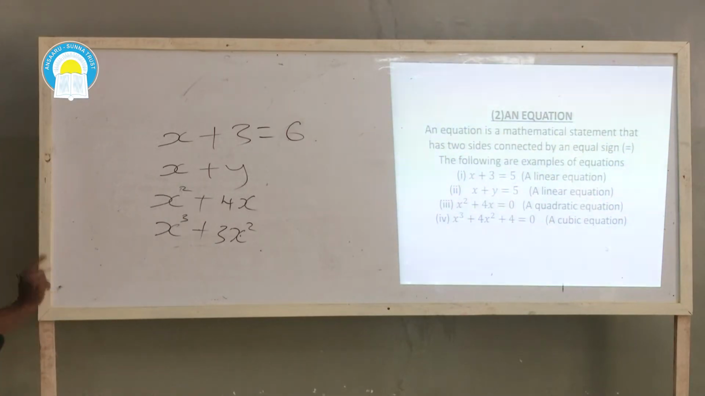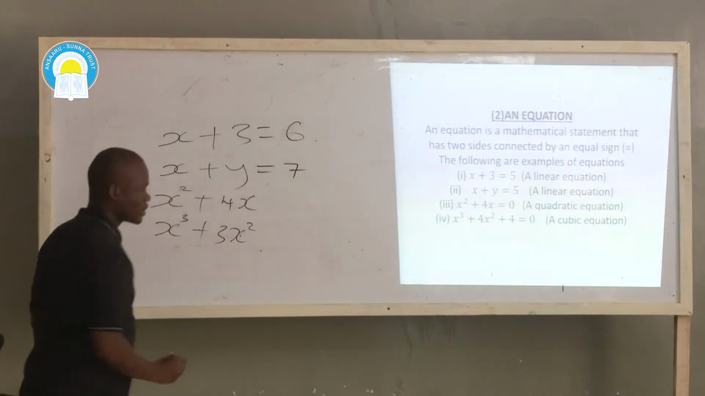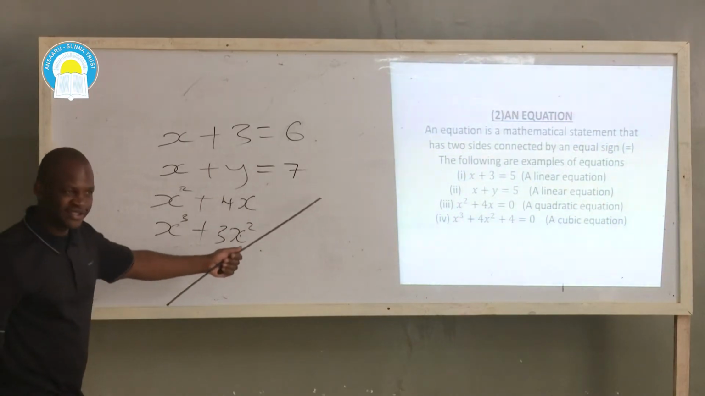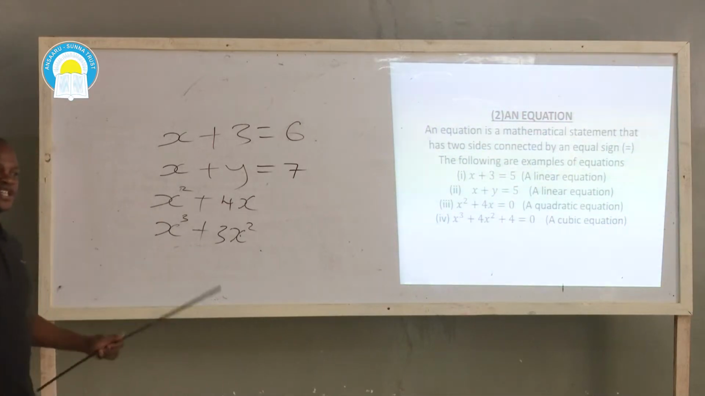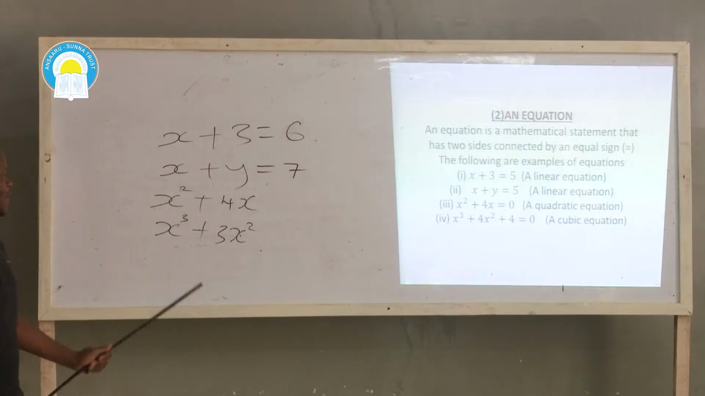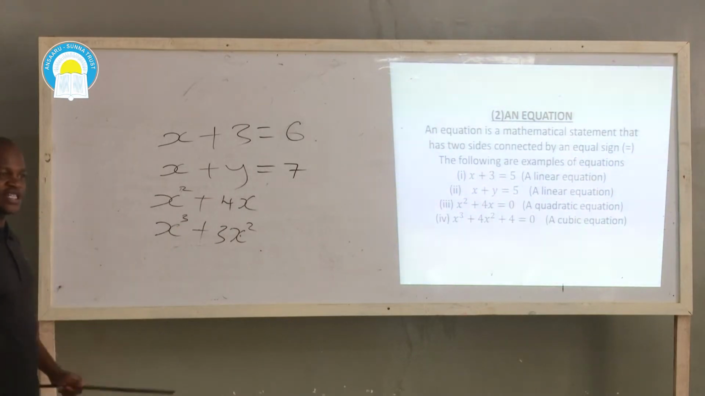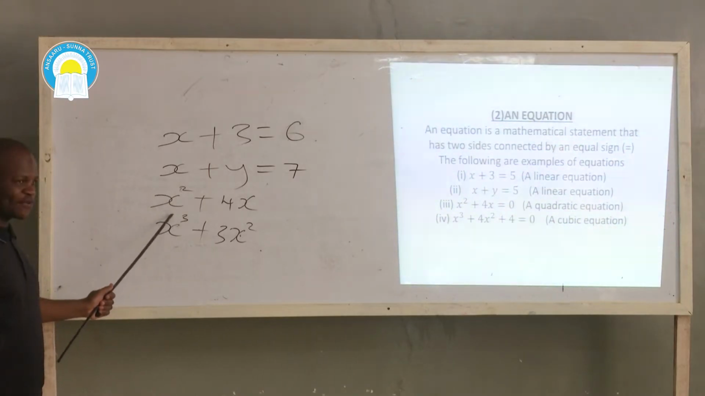Now I'm having another linear expression here. The moment I add an equal sign, then put a number after the equal sign, it becomes an equation. For example, now we have x plus y is equal to 7. Initially it was x plus y, a linear expression. Now, by adding the equal sign and adding 7, it becomes a linear equation.